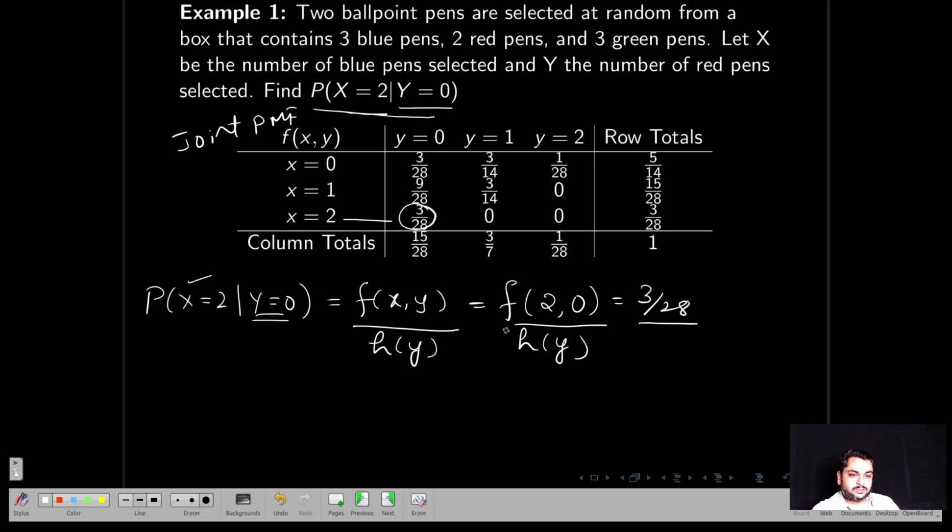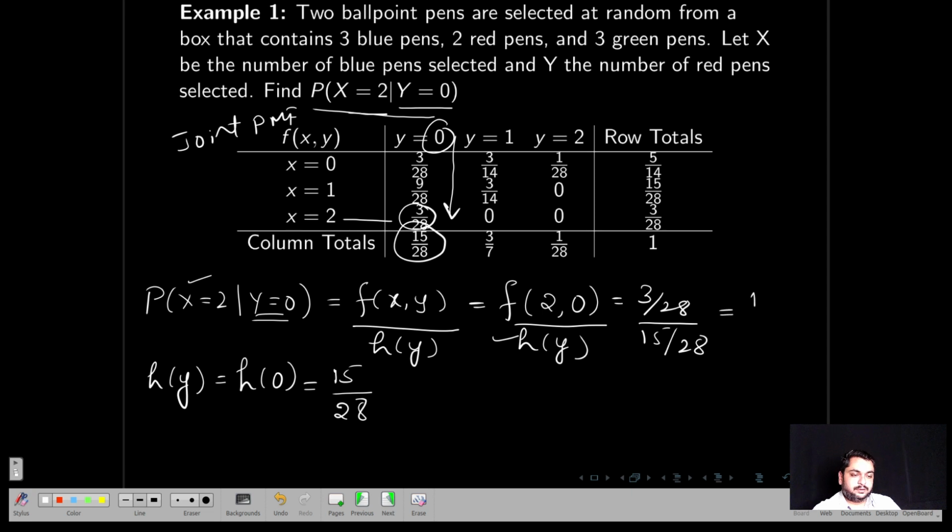Now divided by h of y, the marginal distribution of y. So h of y is equal to, what is the y value? 0. So h of 0 is equal to what? You fix the y equal to 0 column, and then add those. So what will you get? You will get 15 by 28. This is already calculated, right? If they have not given this table, then you have to calculate that. 15 by 28. So divide by 15 by 28, and you will get 1 by 5.